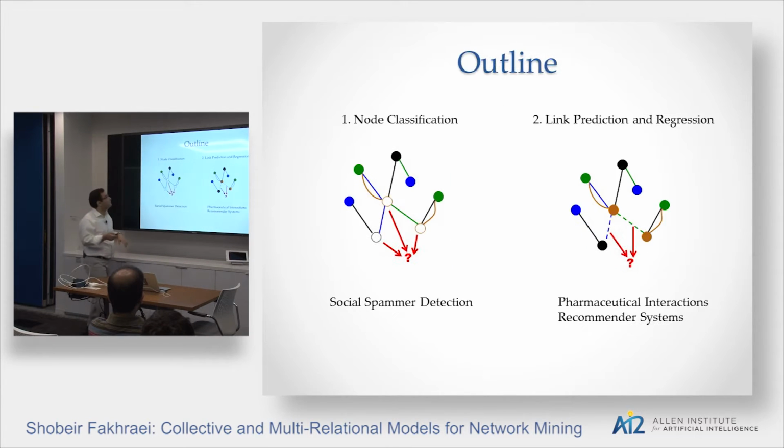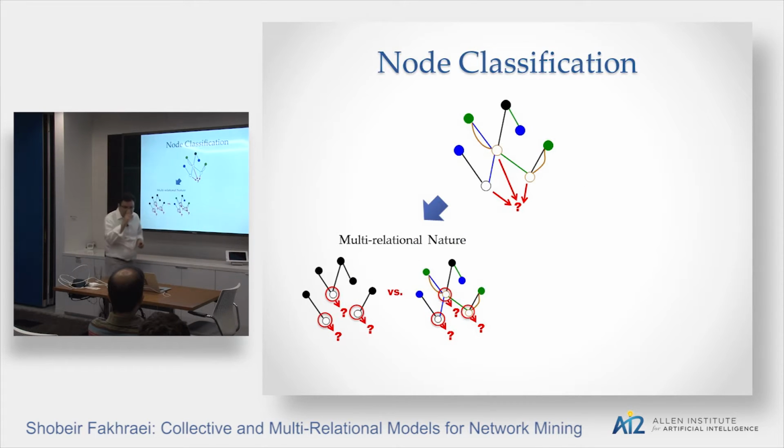Having these two perspectives in mind, I'm going to talk about two major tasks in network mining. One is node classification. The other one is link prediction and regression. I'm going to motivate node classification with social spammer detection, and motivate link prediction and regression with pharmaceutical discoveries and recommender systems. So, jumping right into node classification, I'm going to start with a simple experiment showing some examples of how effective it is to consider the multi-relationality of the network versus not considering it.